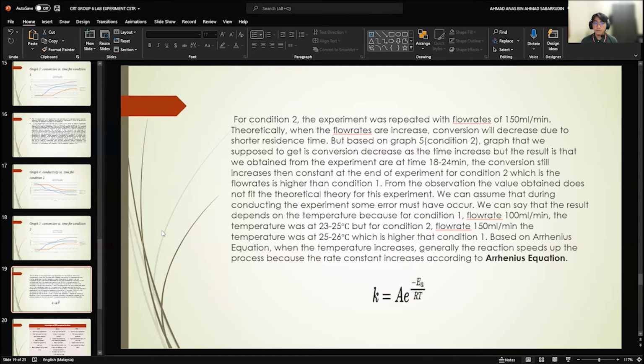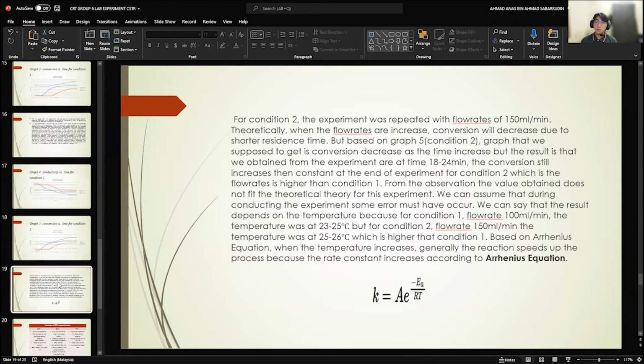But based on graph 5, the graph we are supposed to get is conversion decreasing as time increases. However, the result we obtained from the experiment at 18 to 24 minutes shows the conversion still increasing, then constant at the end of the experiment for condition 2, where the flow rate is higher than condition 1. From the observation, the value obtained does not fit the theory for the experiment. We can assume that some error must have occurred during the experiment.